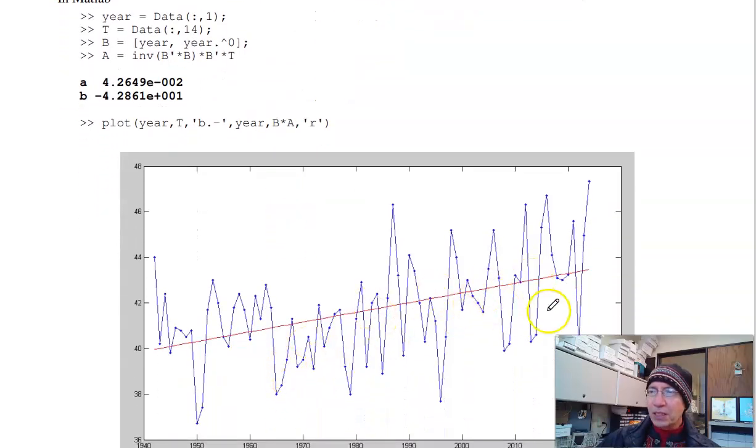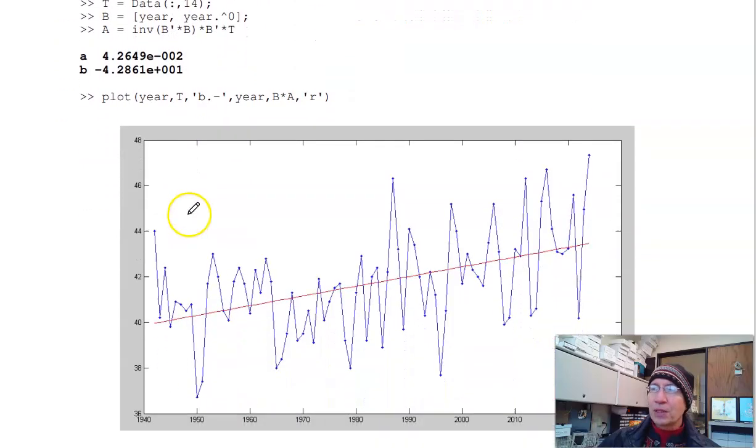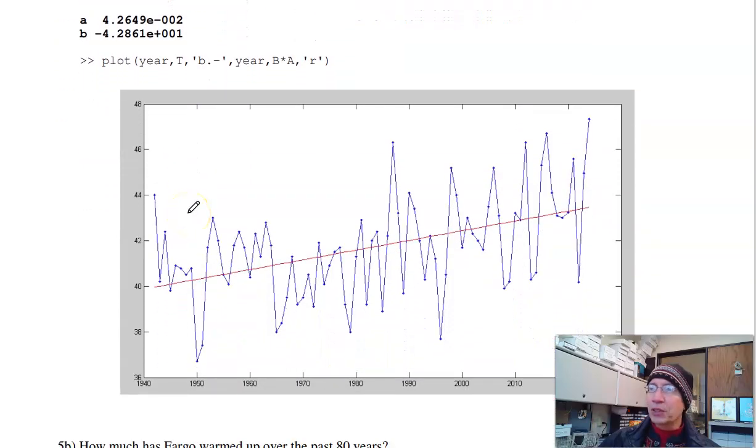That's the blue line, that's what it looks like. To come up with a linear curve fit, the red line, I would say my basis is year and 1. My least squares curve fit, inverse of B transpose B, B transpose times temperature, I get 2 numbers. There's the slope, the number times year, and the constant. Plot the 2 together, and yeah, it looks like a pretty good curve fit.